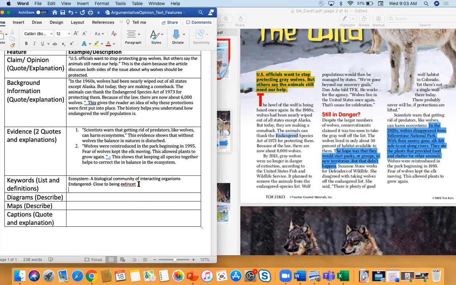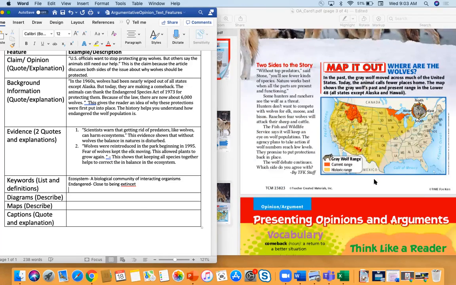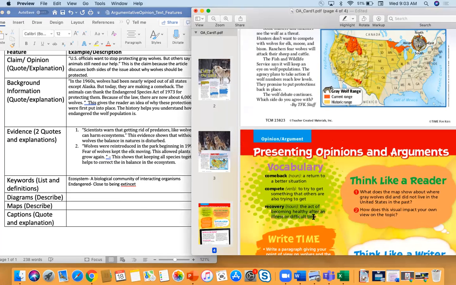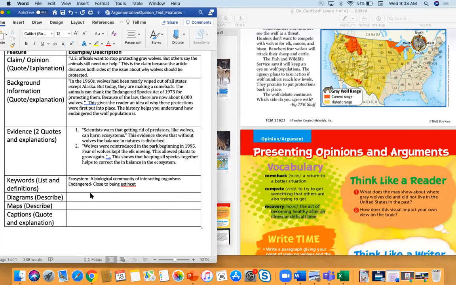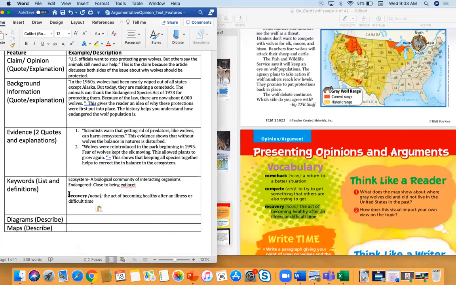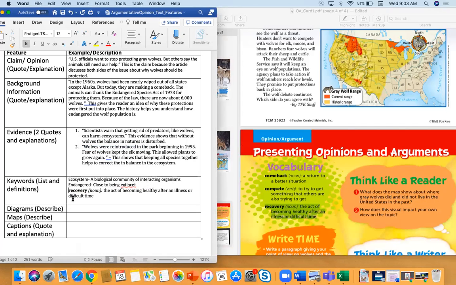Let's see what else. Let's do one more keyword. And you can do some of the ones here too, like maybe pick one you don't know. Come back, a return to a better situation, compete, try to get something that others are trying to get, recovery, the act of becoming healthy after an illness. Ooh, I like recovery. We'll use that one because the wolves are recovering, right? Okay, so here's 3 keywords.